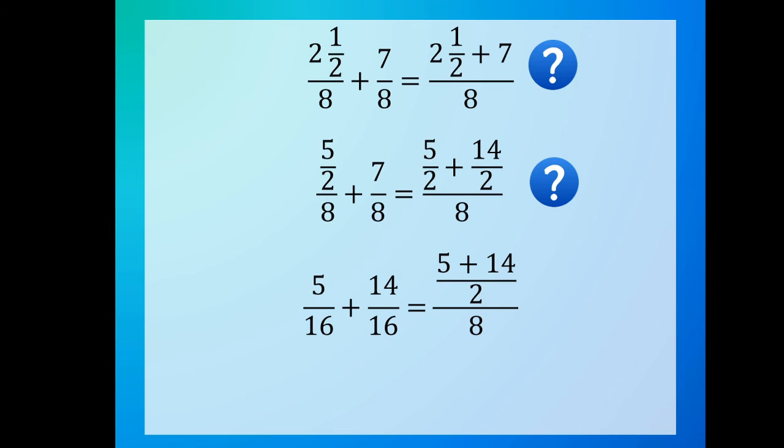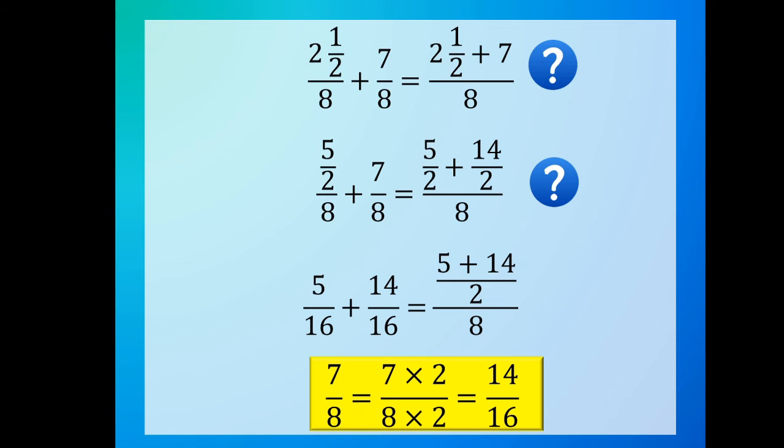I've also exchanged the 7/8 to 14 over 16. Why can I do that? Well, 7/8 is equal to 7 times 2 over 8 times 2. We're multiplying the same thing to both the numerator and the denominator, and that would mean that the fraction would still be equal to the original fraction, which I plan to explain in a future set of videos, and then that would be equal to 14 over 16.